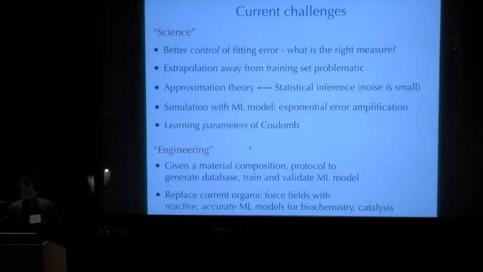In terms of engineering, what I'd like to have, and these are what I think of as the 5-10 year challenges, is that given a material composition, I'd like to have a protocol that tells me how to generate a database, how to train, and how to validate it, so that the model can be used by scientists without them having to be experts in all of this. And then a more restricted but wider impact challenge, I think, is to really go after the organic force fields, replace the current organic force fields with something that's reactive, can break the bonds, and is accurate, so it can be used for biochemistry and catalysis. I think that would make probably the biggest impact in atomistic simulation.